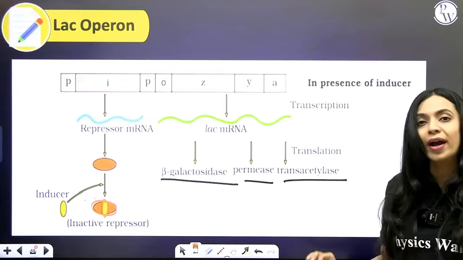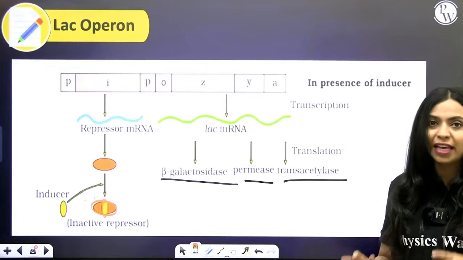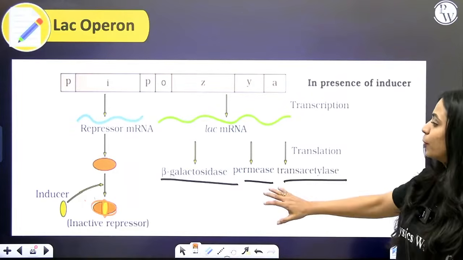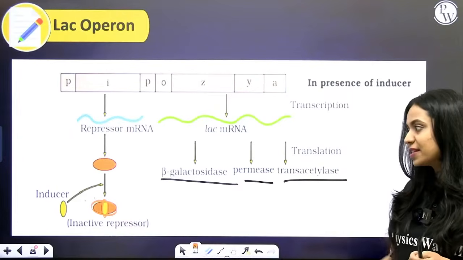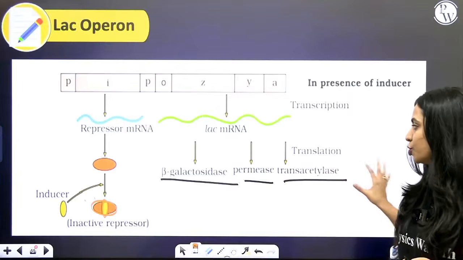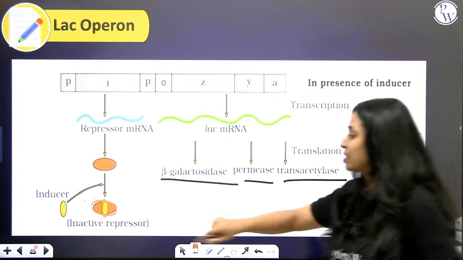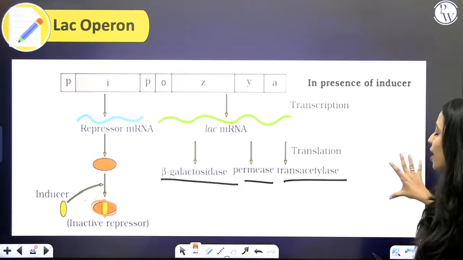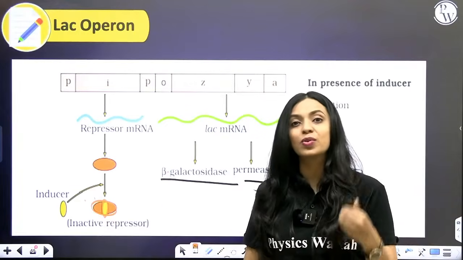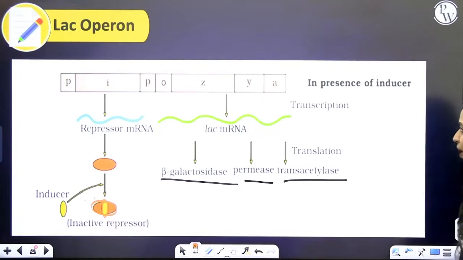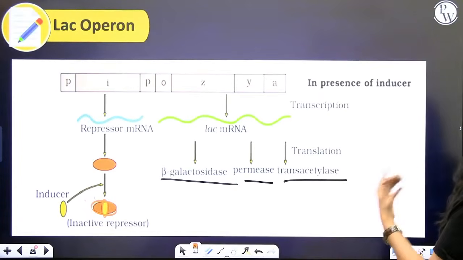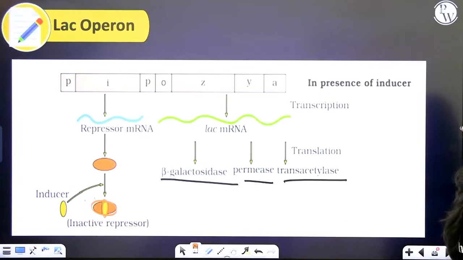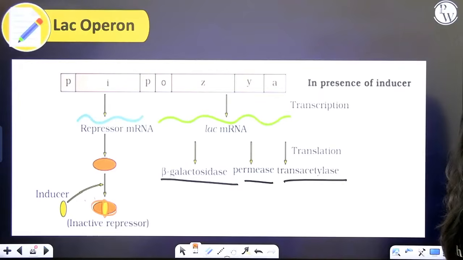All of these are required for the metabolism of lactose in E. coli. So these should be produced only when there is lactose, otherwise it's a waste. So whenever there is lactose, that itself will inactivate the repressor and ensure that these are produced. Because lactose is inducing the production of these enzymes, we call lactose an inducer in this case. Okay, so this is one of the ways in which gene expression can be regulated. Alright, I hope this is clear.